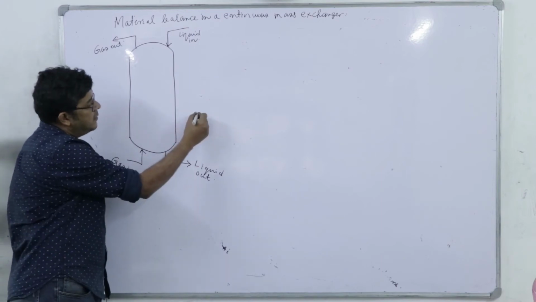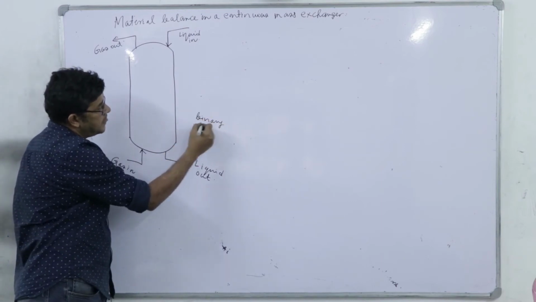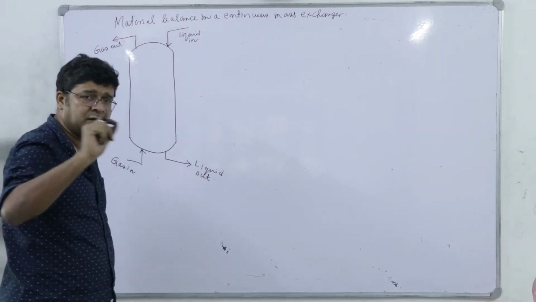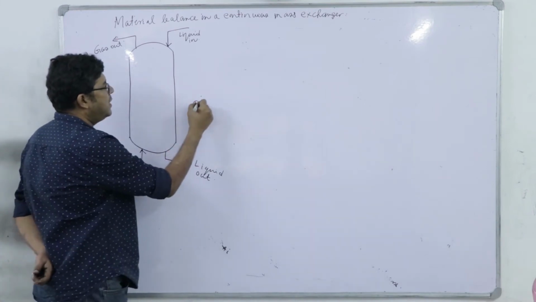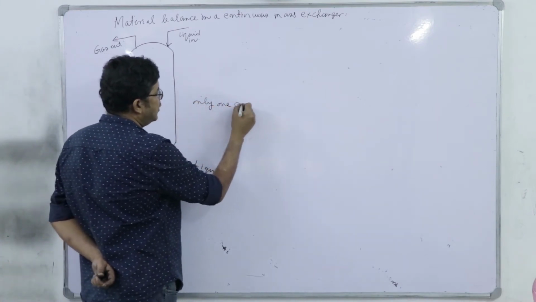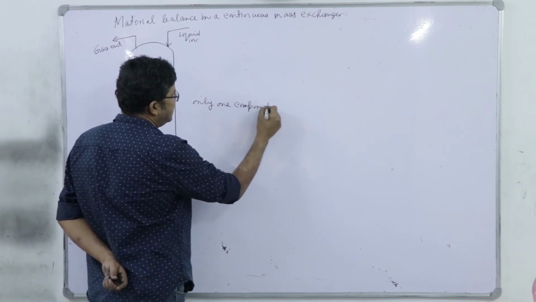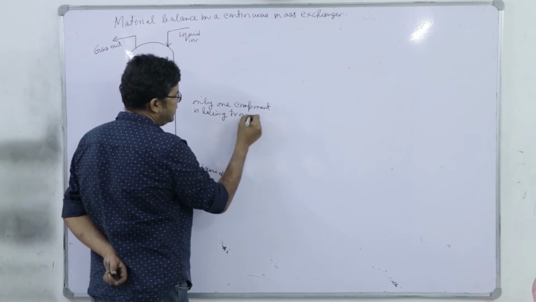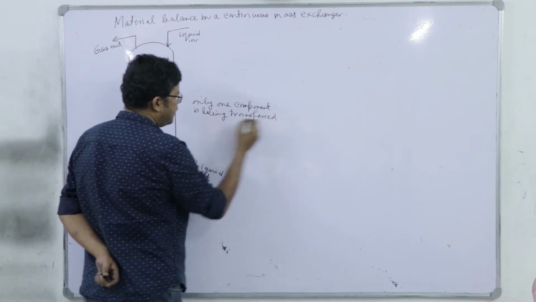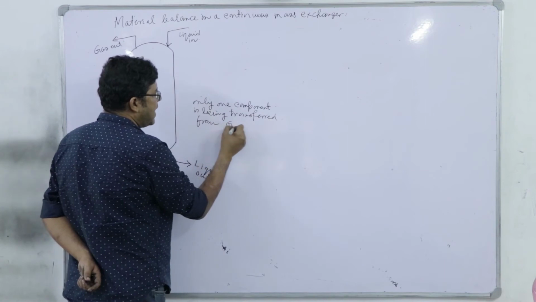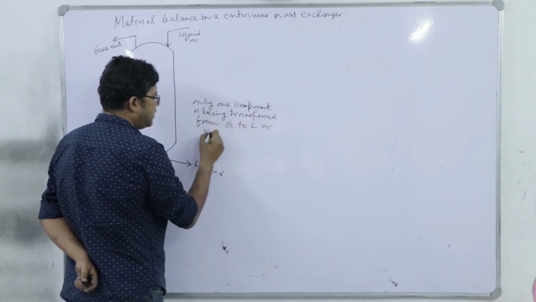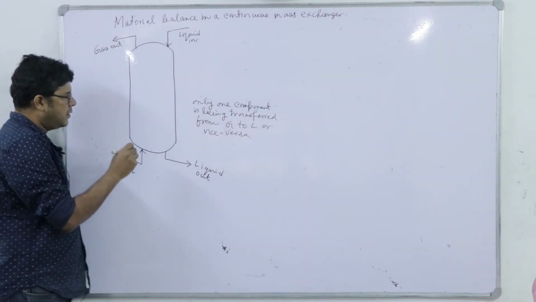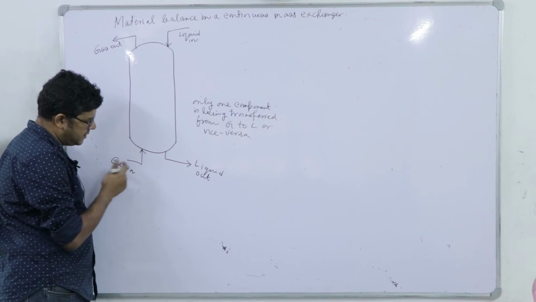So, let us consider a binary system, or rather at least only one of the components is being transferred. That is also the case. Only one component is being transferred from gas to liquid or vice versa. Right. So, how to represent the compositions and the flow rate?